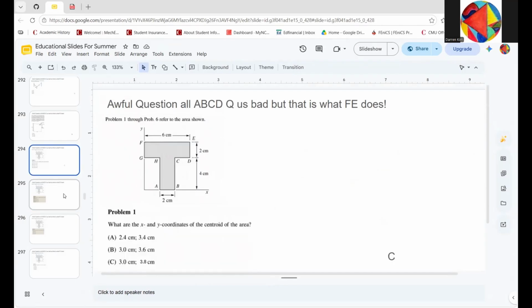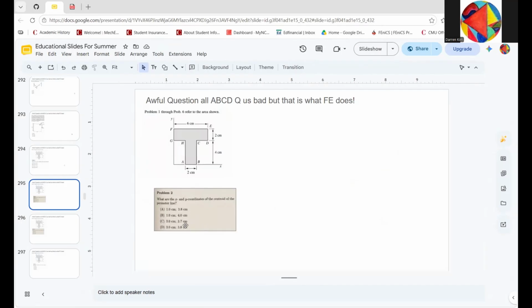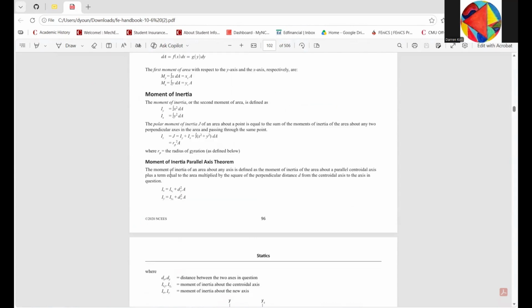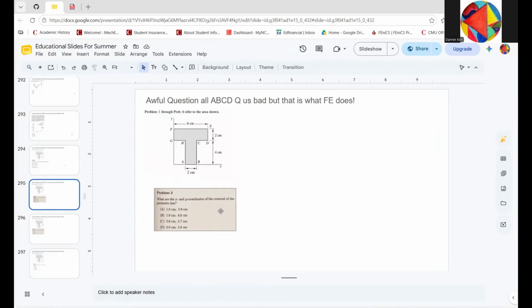Isn't it the same question? What are the x and y coordinates of the centroid? Okay, problem two. Did it import correctly? Centroid: what are the x and y coordinates of the perimeter line? You're joking, right? You're talking about the perimeter line? Hey, I never knew that this existed, but sure, perimeter line. We can do that.